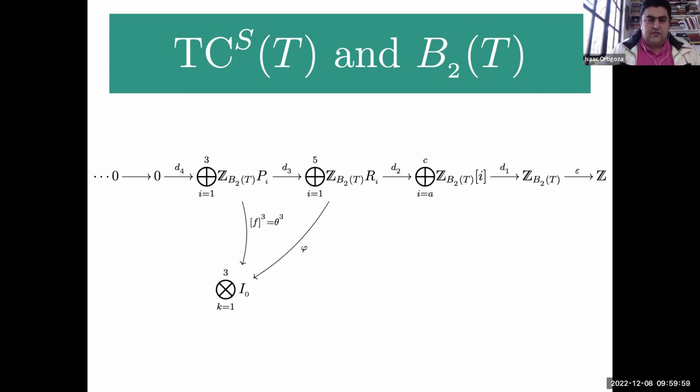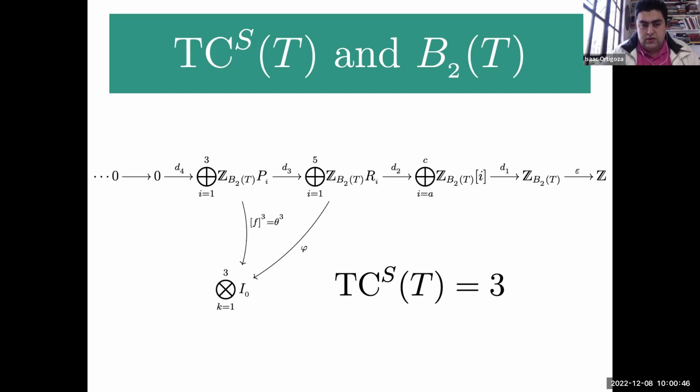Then this obstruction is equal to 0, and because this obstruction is equal to 0, then the TC of the torus is equal to 3, because this obstruction was the last obstruction. My resolution ends in dimension 3, and this is the last obstruction. Then we have that the TCS of the torus is equal to 3.